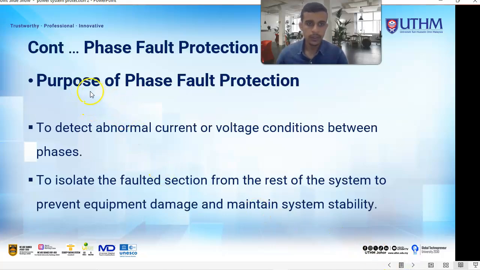So what is the purpose of phase fault protection? One, to detect abnormal current or voltage conditions between phases. Second, to isolate the faulted section from the rest of the system to prevent equipment damage and maintain system stability.